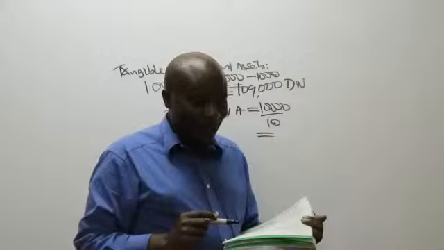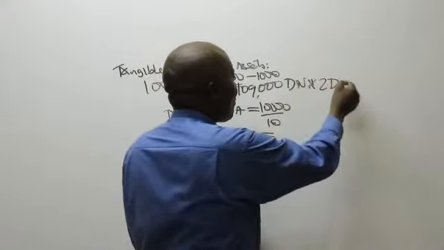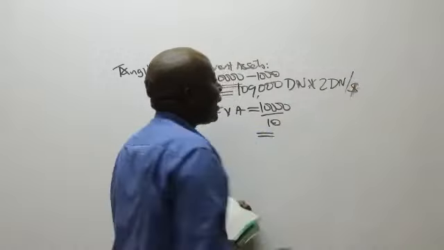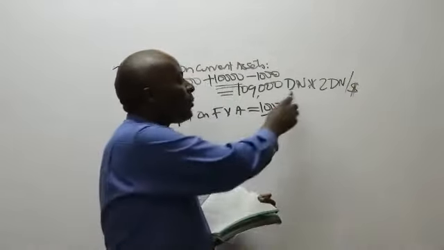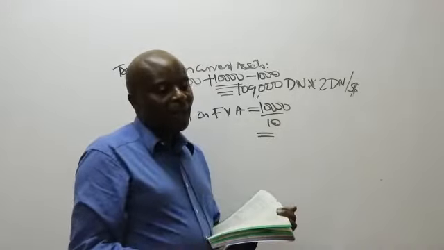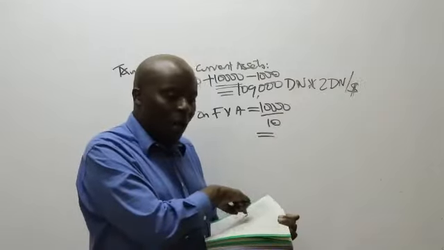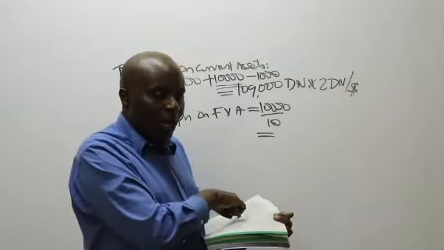Divide by 2. Because if you try multiplying this by 2, we'll end up getting a figure which is in terms of dn squared. Dn squared can never apply, because you can see the 2 there, it is 2 dn per $1.